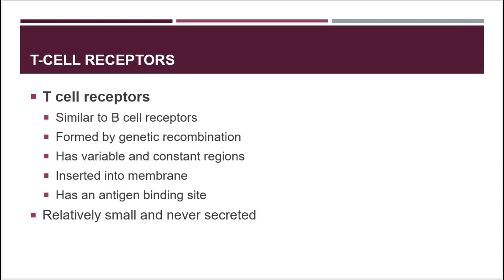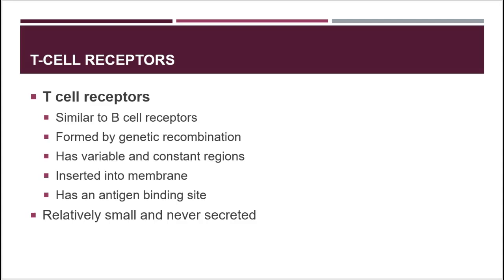The T cell receptors are similar to B cell receptors. They are also formed by genetic recombination in this very same way. They have a variable and a constant region. They are also inserted in the membrane of these cells, and they possess an antigen binding site. The receptors on T cells are relatively small. The big difference here is that they are never secreted.